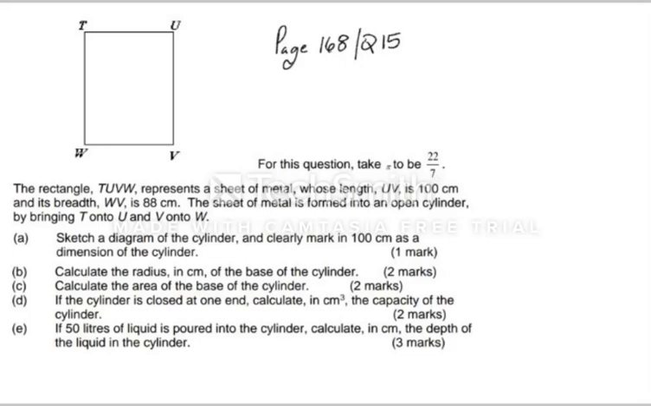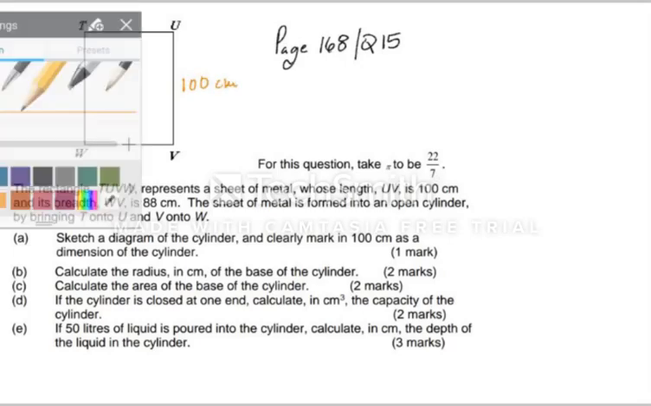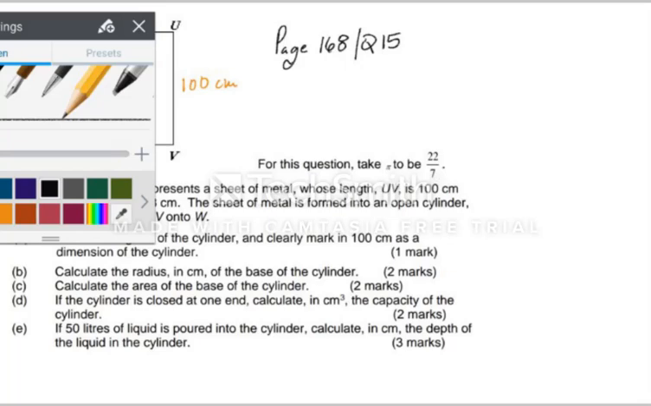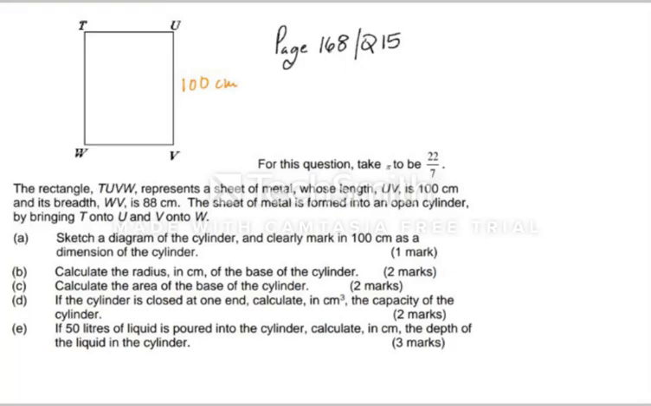All right, so here it goes. In the question, you must take pi to be 22/7. It says the rectangle TUVW represents a sheet of metal whose length UV is 100 centimeters. So UV is 100 centimeters.